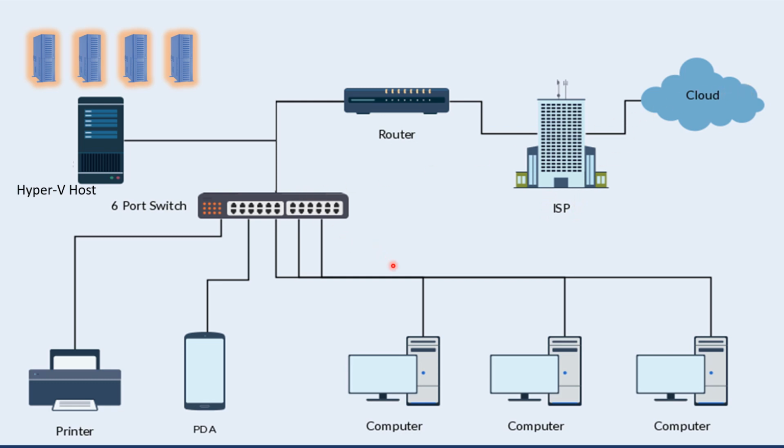Now, in this scenario, the IT guy enables Hyper-V on this server. This means that he wants to use Hyper-V as a type 1 hypervisor, and he creates here, as a sample, 4 virtual machines.